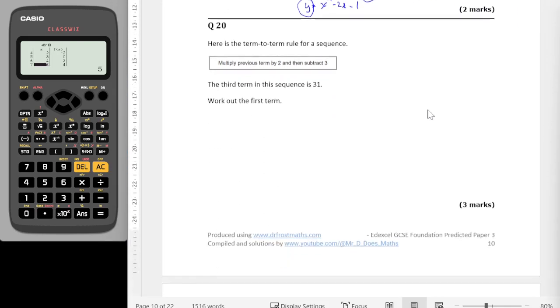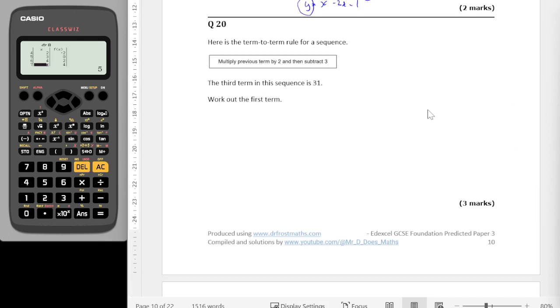Okay, question 20. Here is a term-to-term rule for a sequence. Multiply the previous term by 2 and then subtract 3. The third term of the sequence is 31. Work out the first term. So we want to work back to the first term. So we'll need to work out the second term and then the first term. So we're starting with the third term of 31.